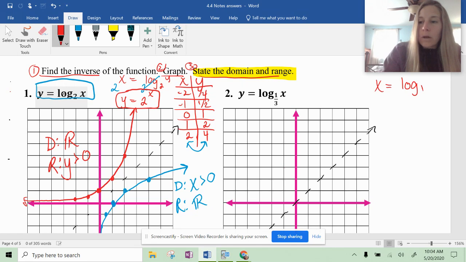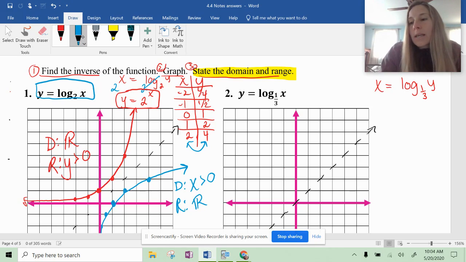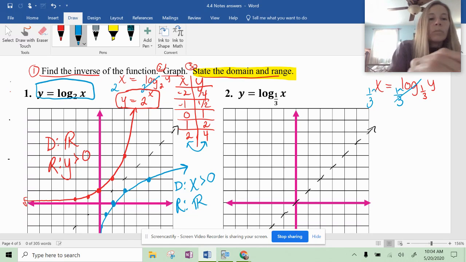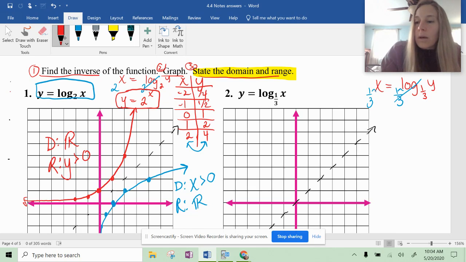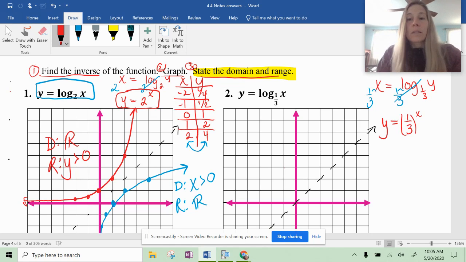X equals log base 1/3 of y. Now, in order to get my log to cancel out here with the base of 1/3, I'm going to make the whole thing itself an exponent by giving it a base of 1/3. And of course, we have to do the same thing on the other side. So that will cancel out the log, and now I have my y by itself. So y equals 1/3 raised to the x power, and this will be a decay function.